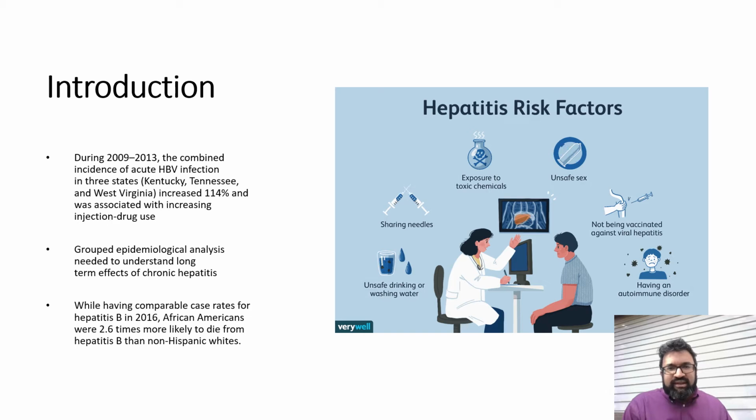So we decided that similarly, if a geographic region can be a source of grouped analysis, why not ethnicity? So we decided that we were going to see if some of the same disparities that are seen in the short term with hepatitis B, with African Americans having more likelihood of mortality, also persist in chronic hepatitis B infection and the types of long-term outcomes.